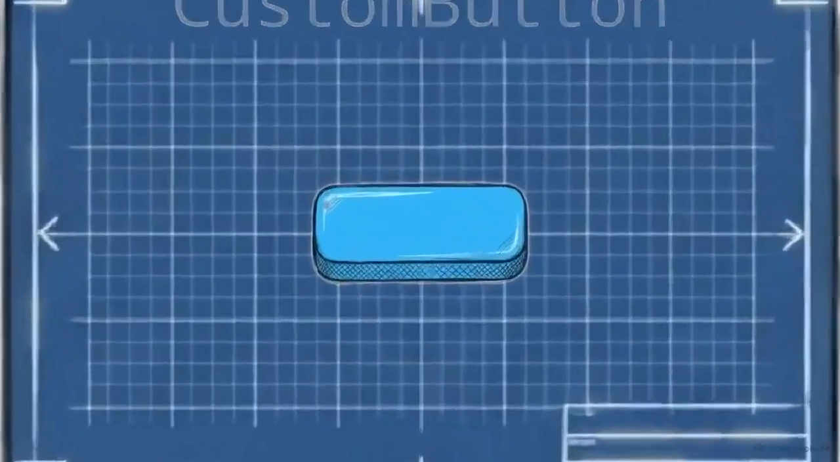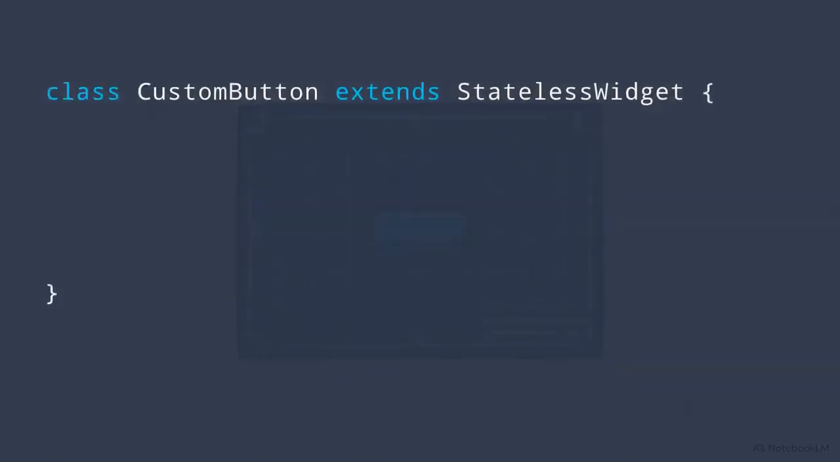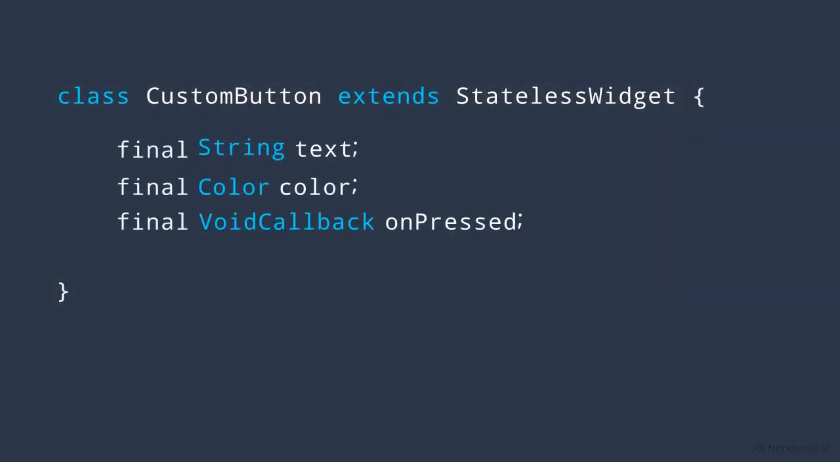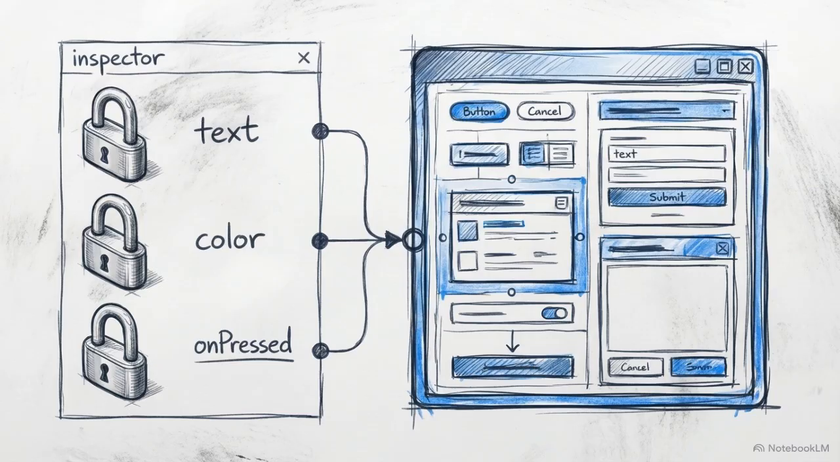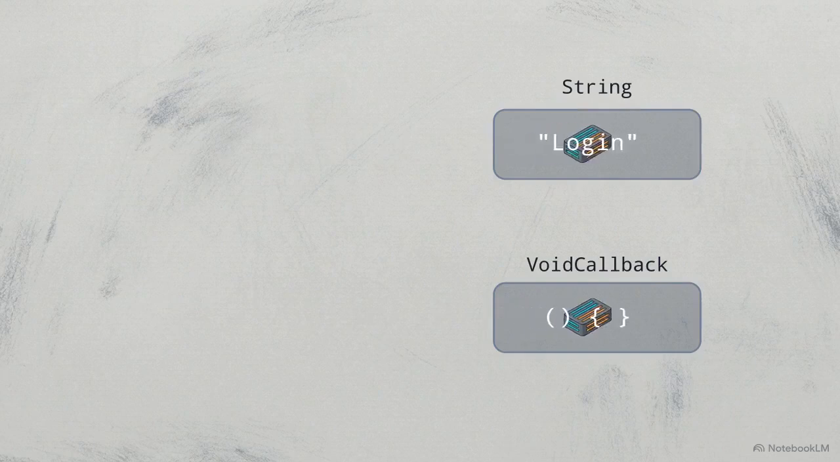For this button to be flexible, 3 specific properties must remain dynamic: the text label, the color value, and the on-pressed tap action. We declare these 3 variables at the top of our class using the final keyword. Marking these as final locks the values in place the moment the button is instantiated. This prevents the widget's internal state from changing unexpectedly during the user session. The tap action uses the void callback type. This lets you pass a function into the widget just like a standard string.